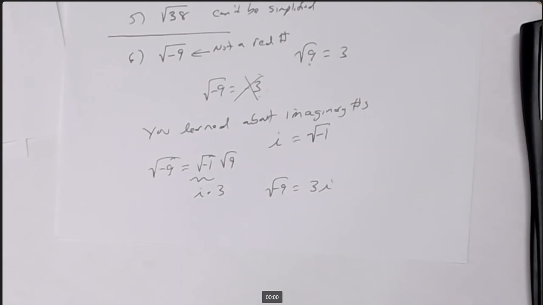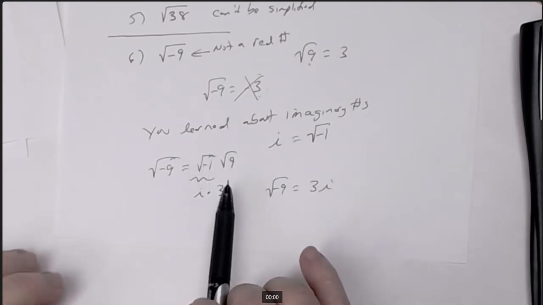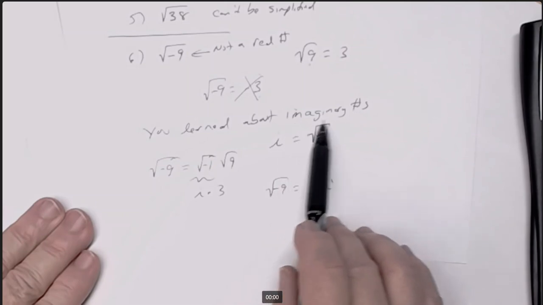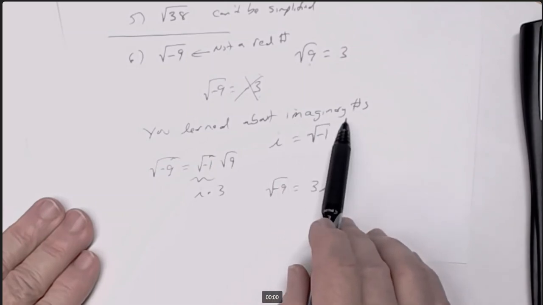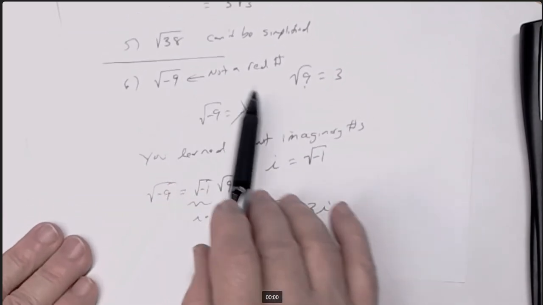All right, it's not a real number, but now you know about imaginary numbers, so you can never use the phrase "not a real number." You're going to have to use i now if you get a square root of a negative number.